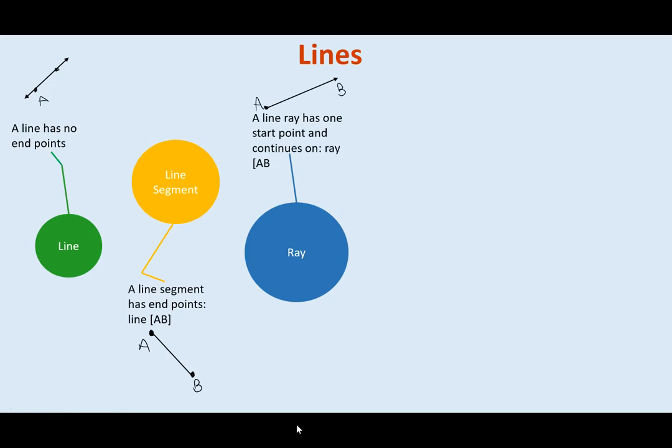A ray has one endpoint and continues on through other points. This ray is denoted by AB. The square bracket where it begins, the B has no bracket because it keeps going through point B.